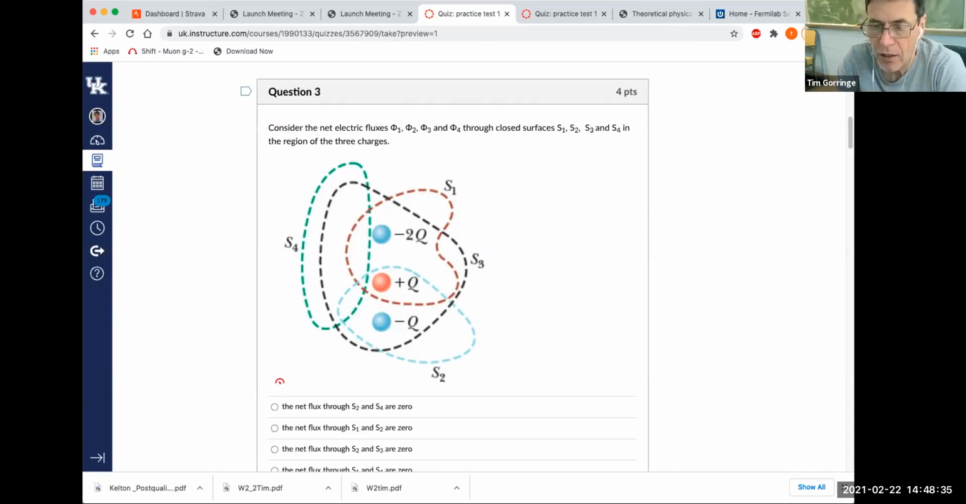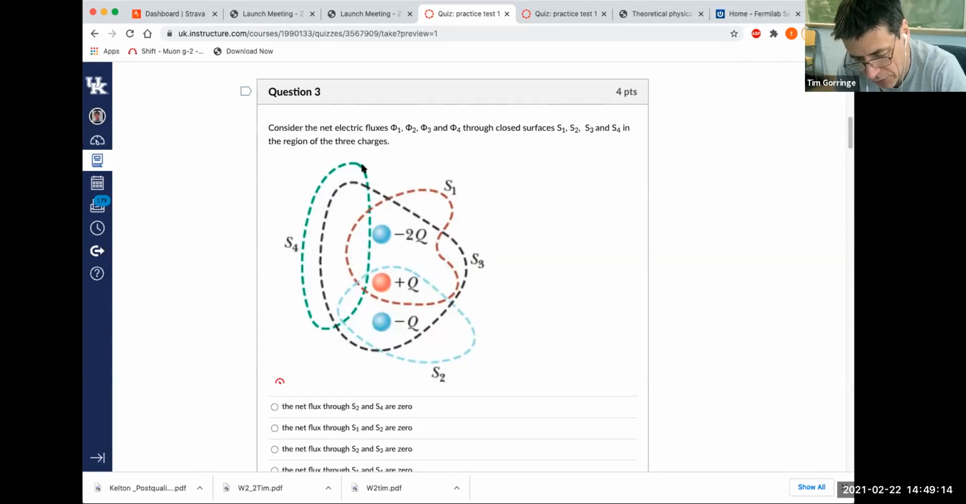So the key thing about a net zero flux through a closed surface is that the total charge inside that closed surface must be zero. If the charge inside a closed surface is non-zero, then there is a net flux through the closed surface. And if it was positive charge, it would be a positive net flux coming out. If it was a negative charge, it would be a negative net flux, that's flux going in. So let's look at our sketch here and see which fluxes are zero.